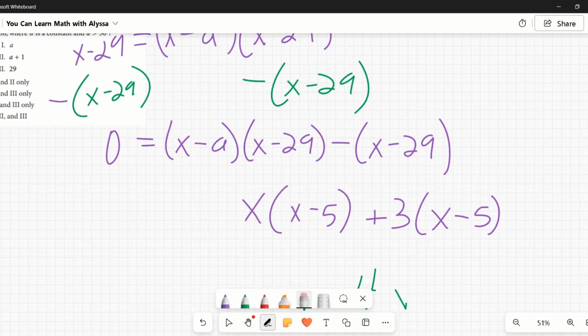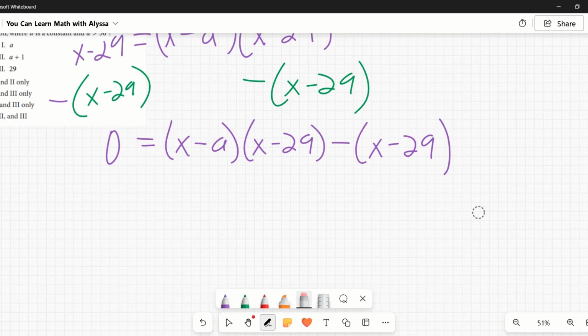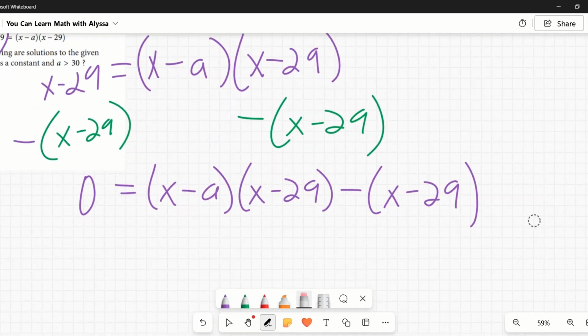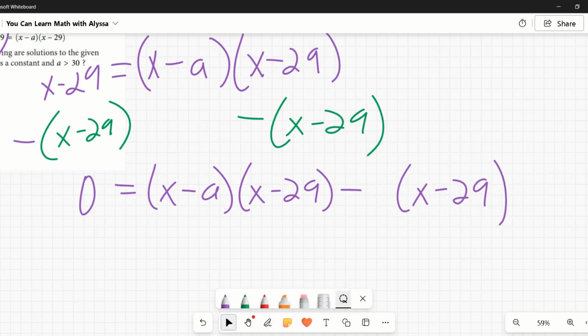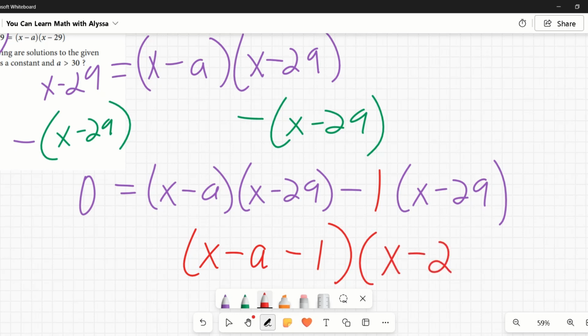Now, they looked at this x minus a, x minus 29, and viewed it like they were grouping it and factoring it. They said this negative x minus 29 is the same as negative 1 times x minus 29. So now I have x minus a times x minus 29, and I have negative 1 times x minus 29, so I can factor by grouping. That makes it x minus a minus 1 times x minus 29 equals 0. And then they started plugging things in.